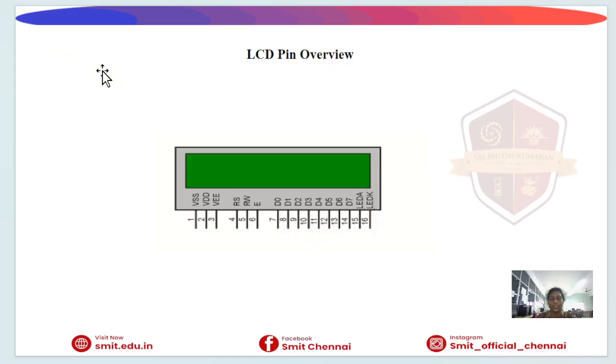This is the LCD pin overview. The standard 16 by 2 LCD has 16 pins. These are grouped into power supply pins from 1 to 3, that is VSS, VDD, VEE. The control pins are 4 to 6, that is RS, RW, and E. The data pins are from 7 to 14, that is D0 to D7, and the backlight pins are 15 and 16. When facing the LCD, pin 1 is on the far left and pin 16 is on the far right. This is the pin configuration for the LCD.